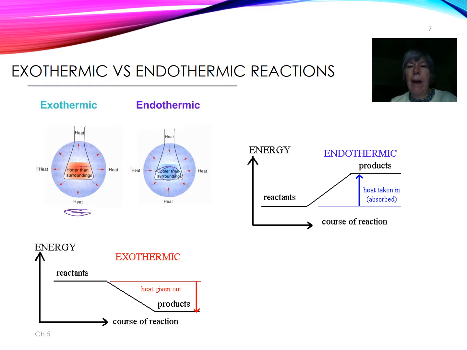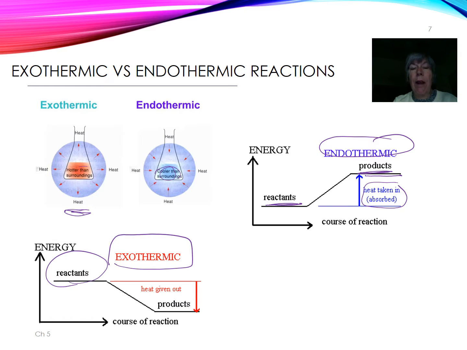Here's a better graphic, really an energy graph, so to speak, where we see that the energy of the reactants is less than the energy of the products. In an endothermic reaction, heat is taken in or absorbed to get to those products. In an exothermic reaction, the energy of the reactants is greater than the energy of the products, and so heat has to be given off in order to get to those products.